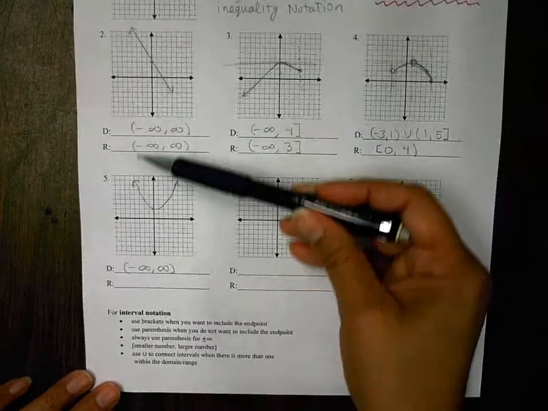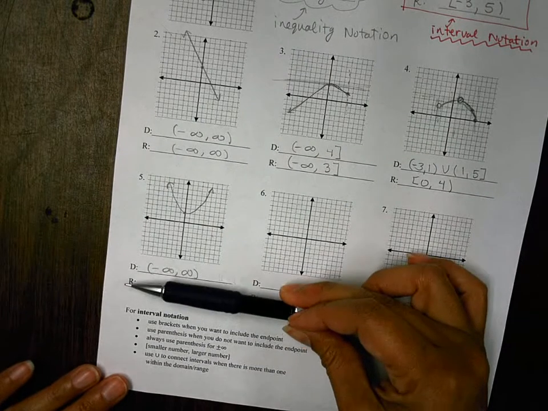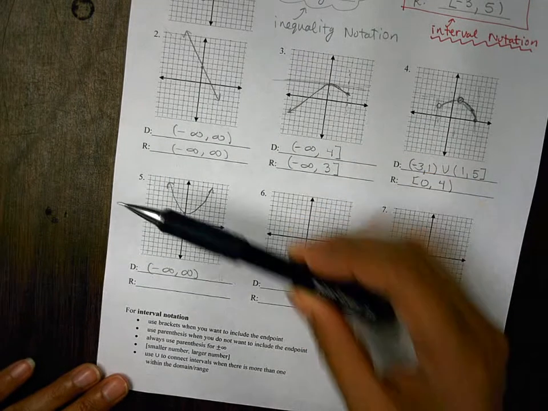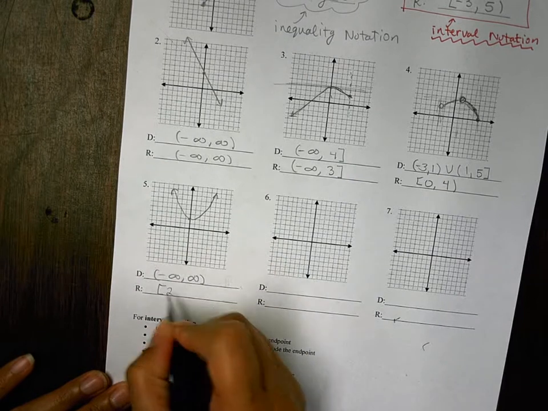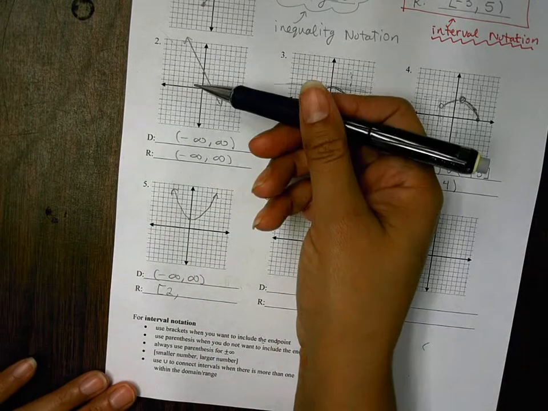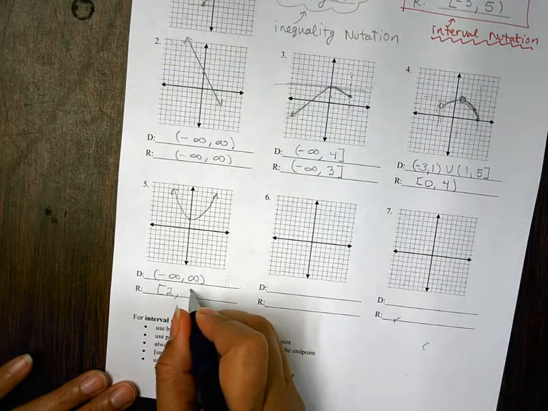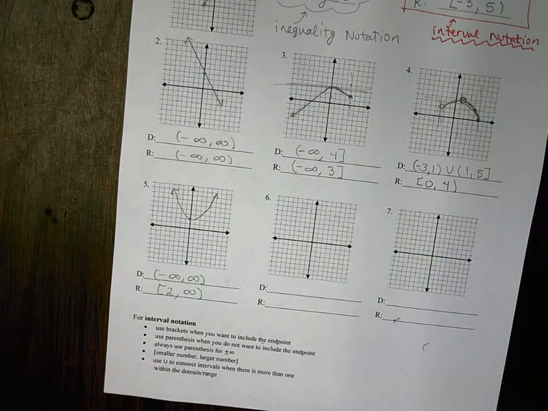Okay, number 5, range. It does not go up and down forever, so let's start at the bottom. We're going up, up, up, up, up. And where does it start? It starts at 2. And since there's no open circle there, we put a bracket, comma, and then it does go up forever, so we say infinity. And always parentheses on infinity.